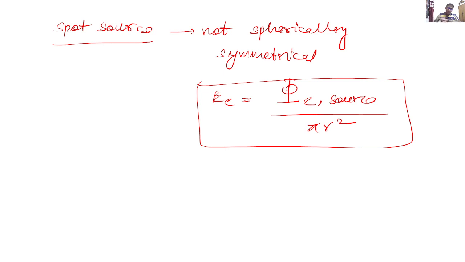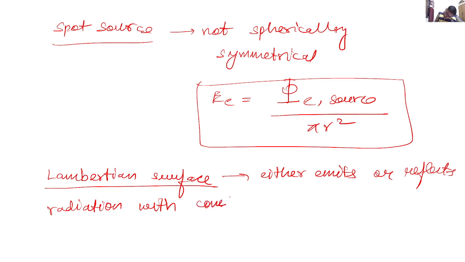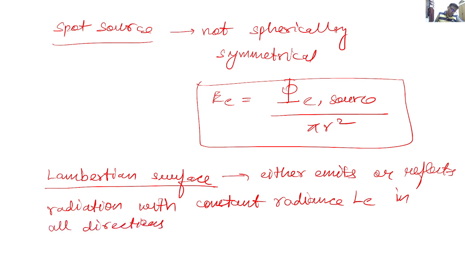Okay. Now let's talk about a Lambertian surface. The speciality about a Lambertian surface is that it either emits or reflects radiation with constant radiance LE in all directions of a hemisphere. Okay, let's take it in the next slide.